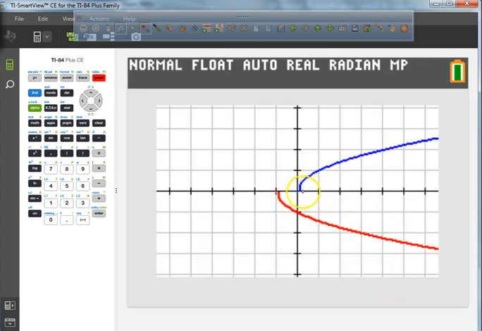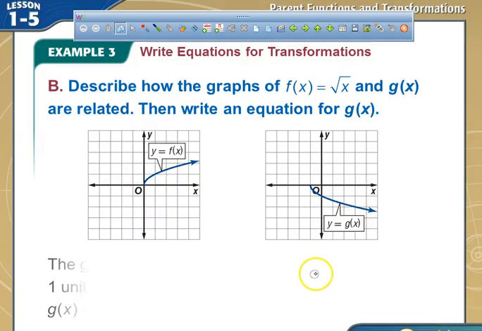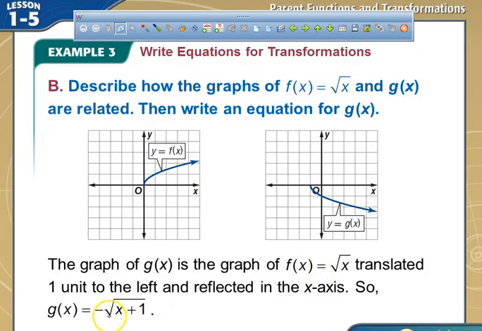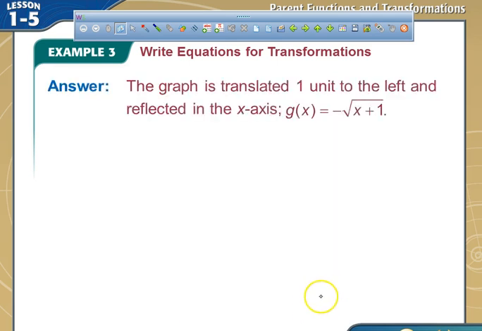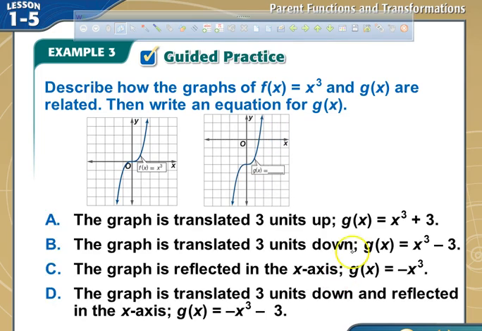Did it reflect and slide over 1 unit? It did. All right, cool. So we were correct. Negative x plus 1. All right. So right now, I want you guys to look at this carefully.